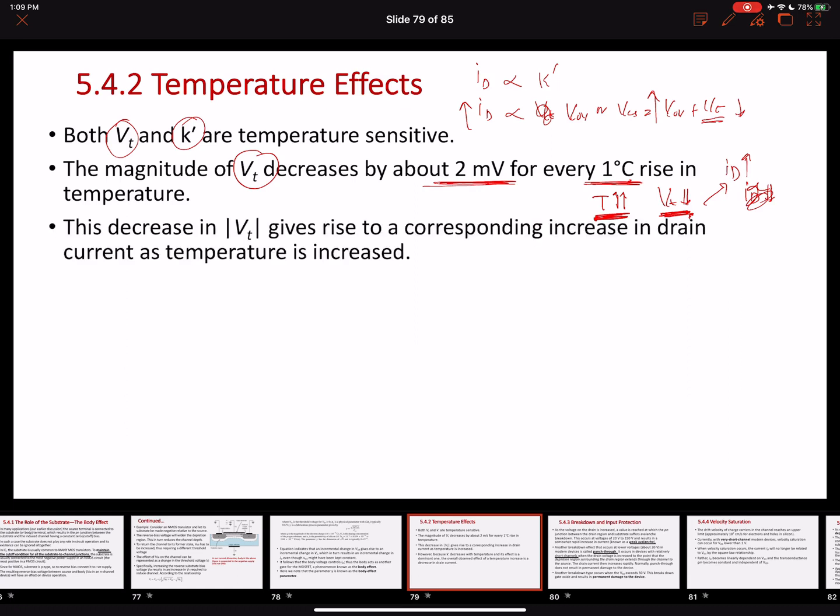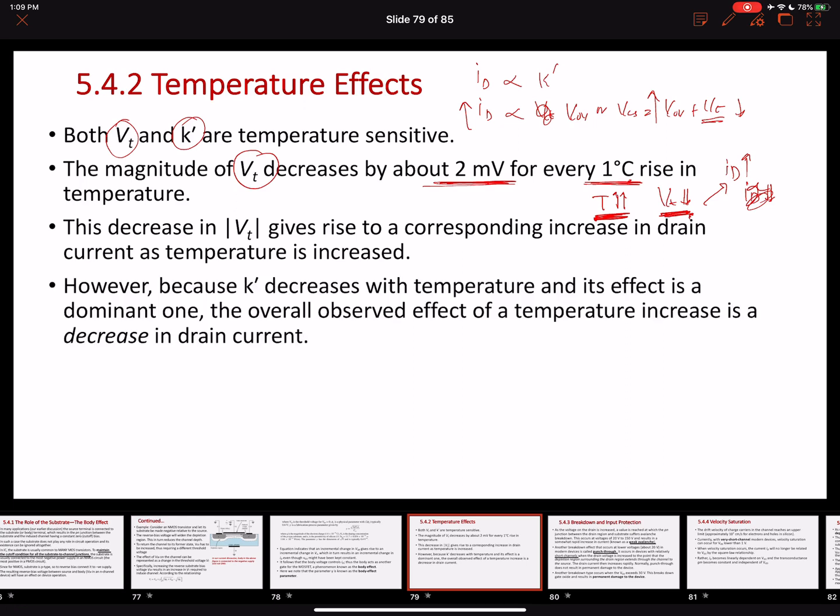Now let's see what will happen with the K dash, the process transconductance parameter, which was mu n Cox for an NMOS. The K dash will also decrease with temperature. So as temperature increases, the K dash will decrease. Now, as we know that the drain current is directly proportional to the K dash, if the K dash is decreasing, the drain current is also decreasing, right?